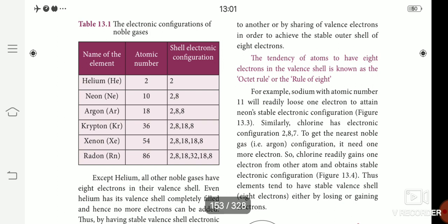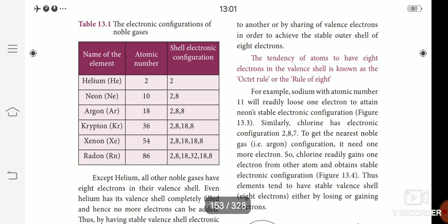In the noble gas atoms, helium, neon, argon, krypton, xenon, radon, there is no gain of electrons and no loss of electrons, and the valency is 0. So these are monoatomic gaseous atoms. This is based on the Kossel-Lewis theory. It is based on the electronic configuration.